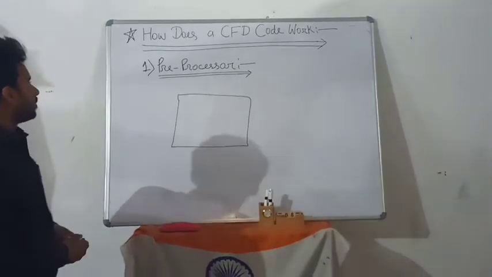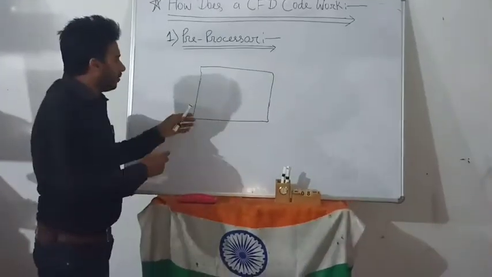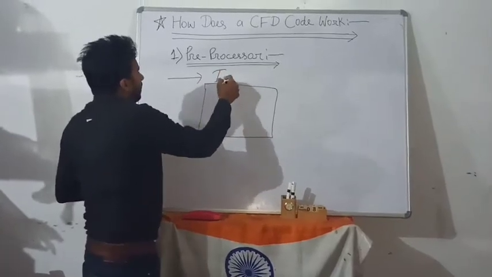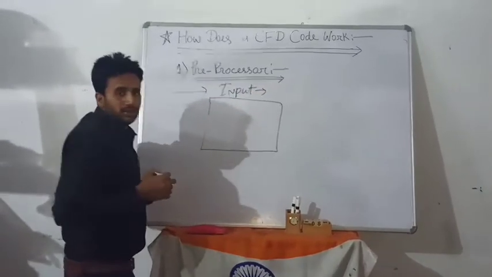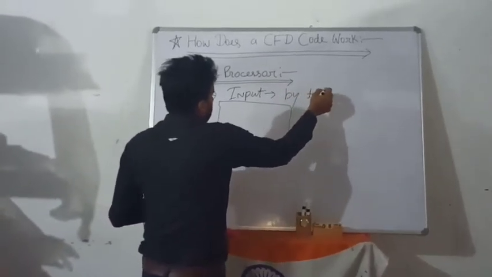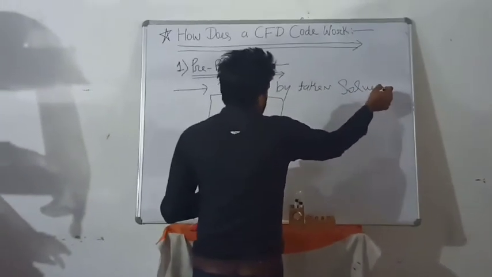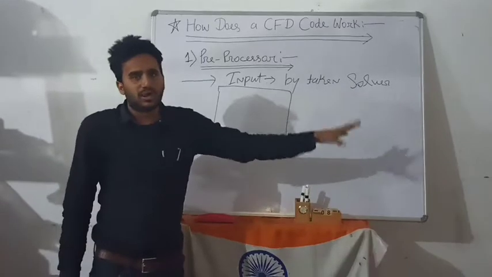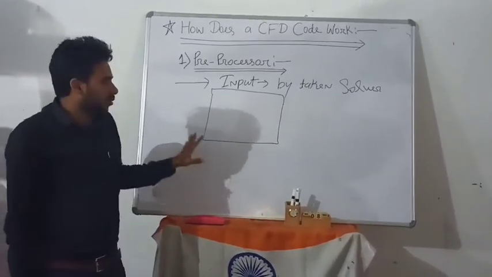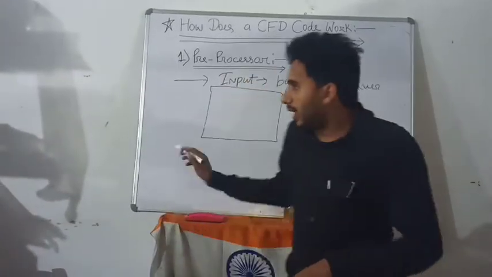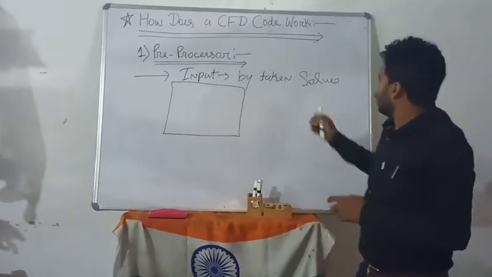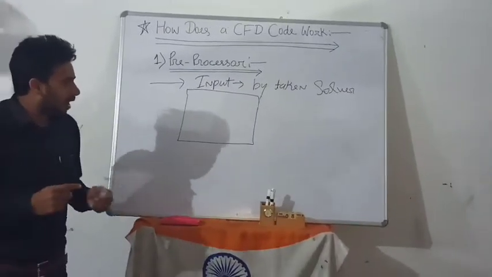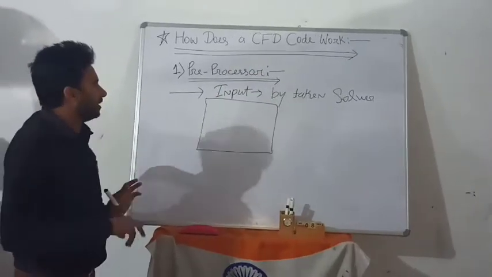I am talking about the pre-processor and solver. I take any geometry and any fluid flow in the x direction and y direction as input. The solver then solves the values using discretization and the integration equations, with the finite volume method and finite element method. Now let us see what stages are involved inside the pre-processor.